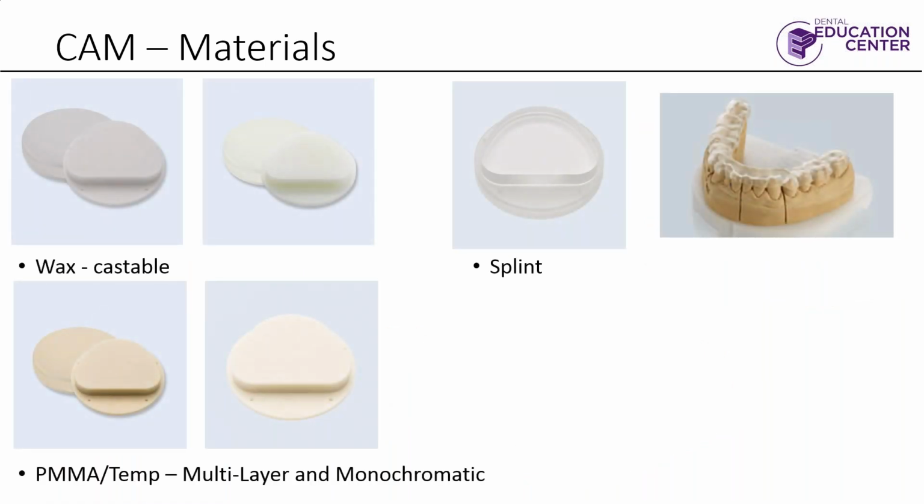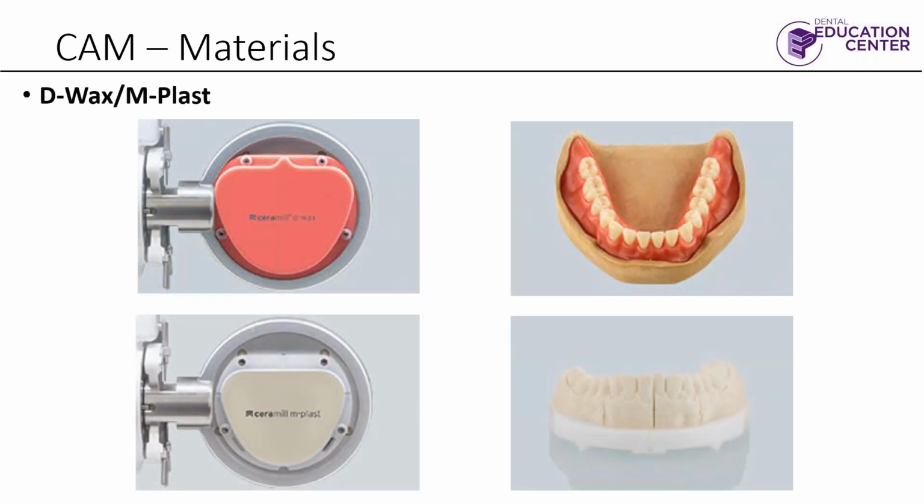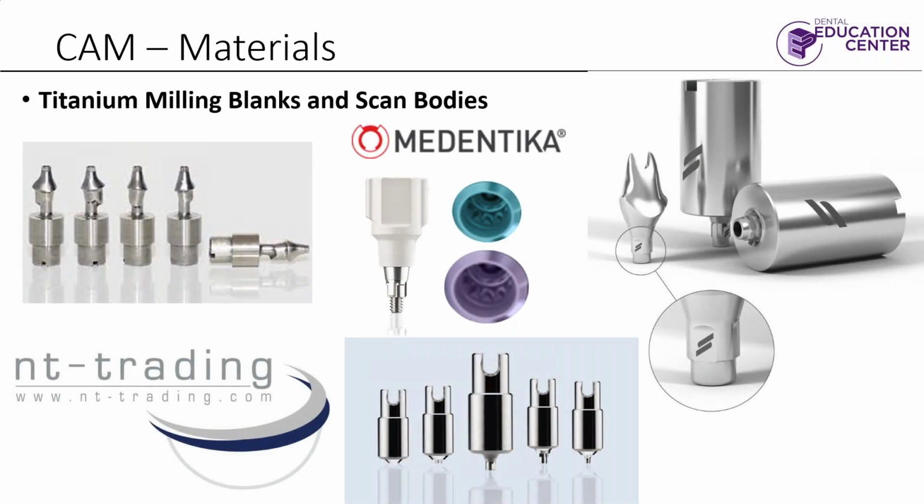Obviously, there's waxes and splint material, polymethylmethacrylate. There's also multi-layer PMMA. You name it. The materials are everywhere. M-Plast, if you want to mill models. I don't recommend tying up my mill for 2 hours to mill a model, but they're extremely accurate. Obviously, wax for dentures, also denture teeth. You name it. The materials just go on and on.